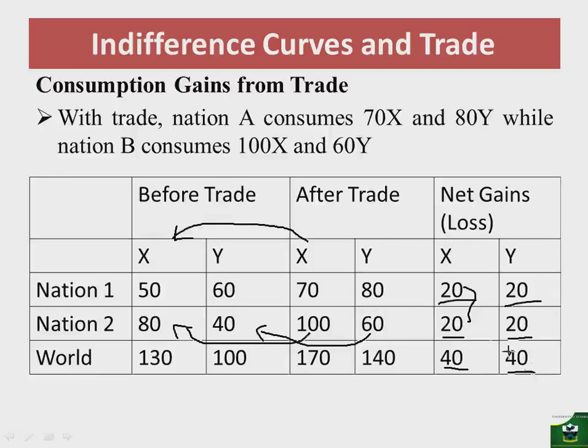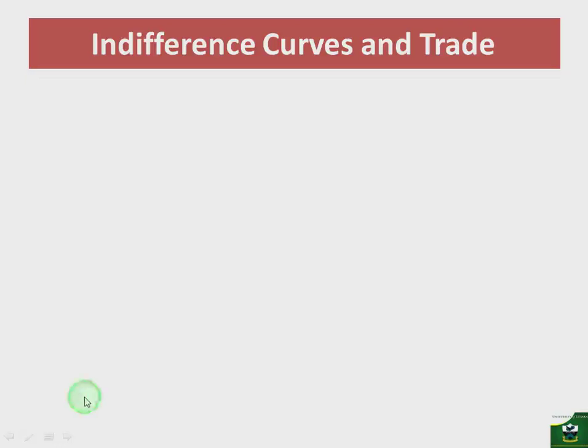So clearly we see that this is what will happen between the two nations, that nation 1 will gain 20 of X and 20 of Y, while nation 2 will gain 20 of X and 20 of Y. So this therefore explains to us, or helps us analyze, how the gains from trade, from production or specialization can be distributed between or among nations, assuming that we are considering more than two nations.